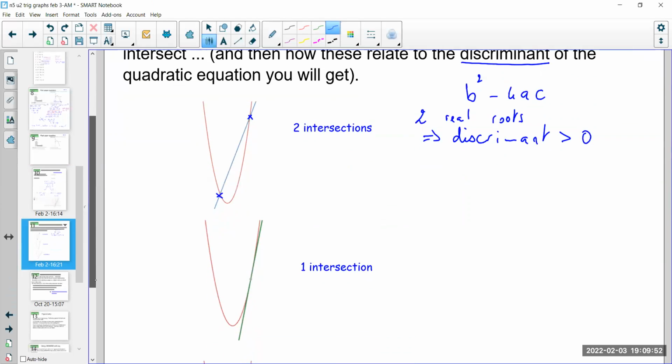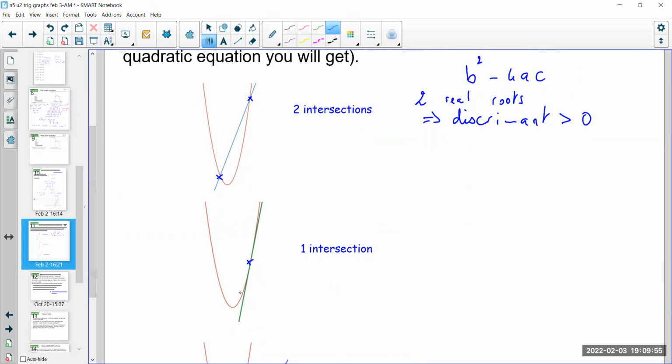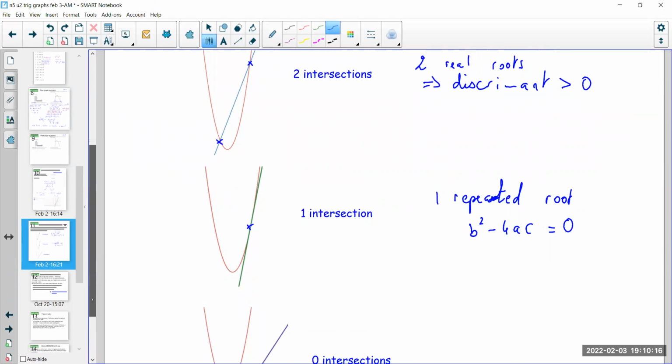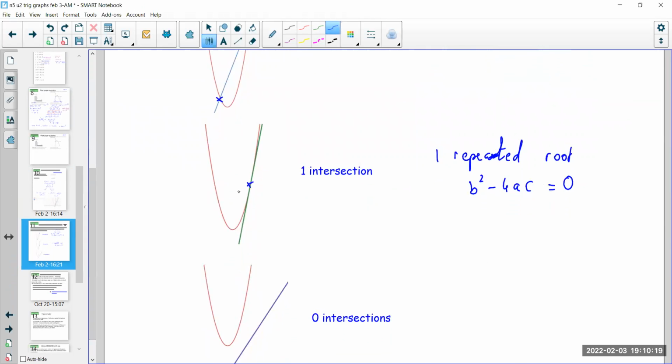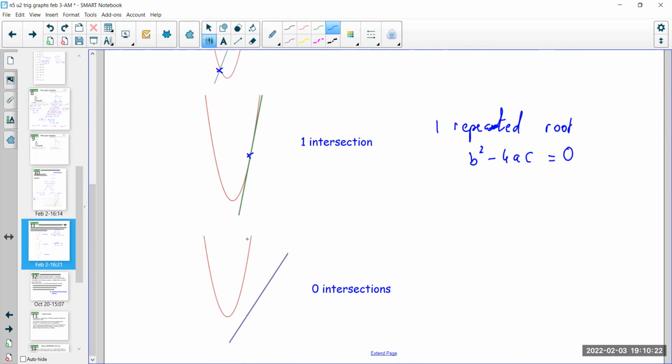If you've got just one point of intersection, then it's what we call a repeated root. And that happens when b squared minus 4ac is equal to 0. One repeated root, we call it. A real double root, even if there's only one connection. And sometimes you will not find a solution. And if that happens, you just write no real roots.